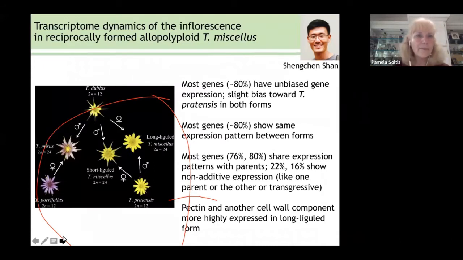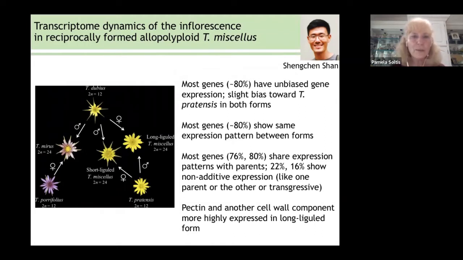Okay. So these last few examples on the transcriptome dynamics of the inflorescence can all be summarized here. Basically, most of the loci have unbiased gene expression between these two forms, the long liguled and short liguled forms. Most of the genes share expression patterns with their parents, and it's only 22% in the long liguled and 16% in the short liguled that show non-additive expression. And pectin and other cell wall components are more highly expressed in the long liguled form, and these loci are some potential candidates that could explain the morphological differences.